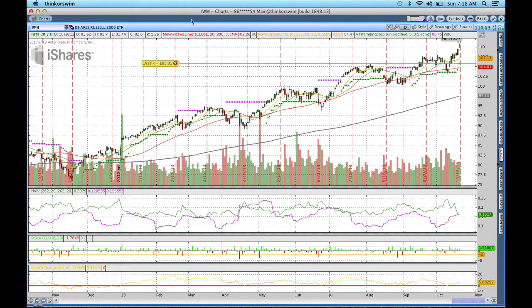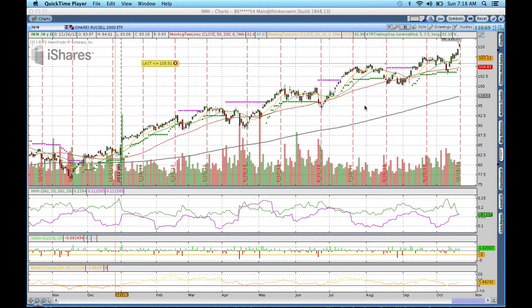And I wanted to put together a video to go through two things. One is that I'd like to discuss the indicators that I'm using here and how I use those to trade credit spreads. And the other is I want to talk a little bit about situations like this, where right now what we're looking at is a chart of the Russell 2000, the IWM.